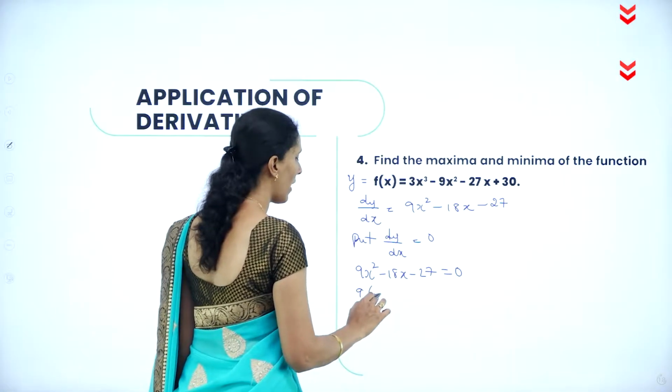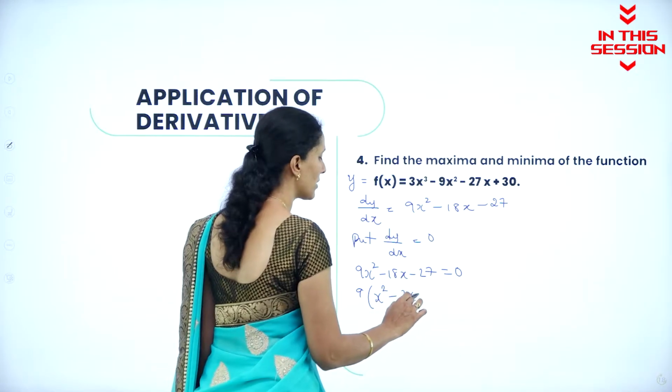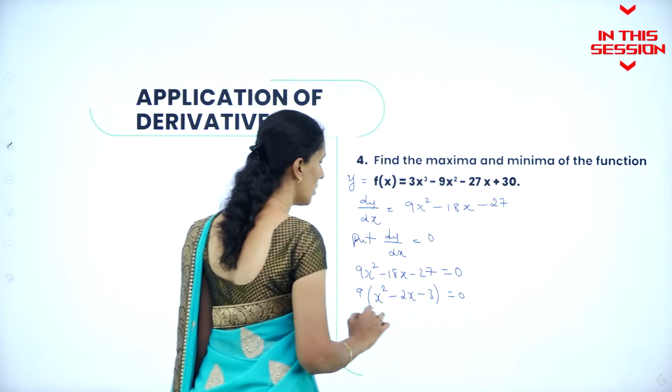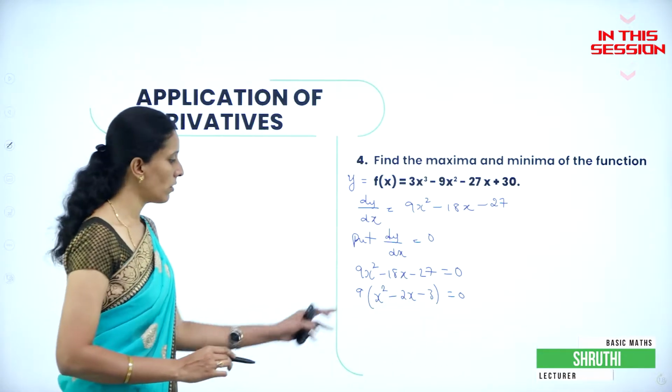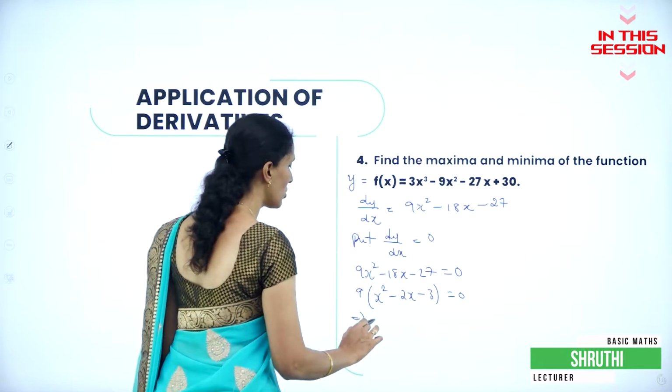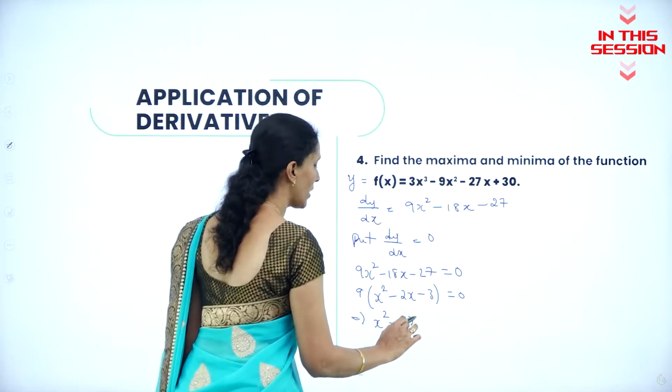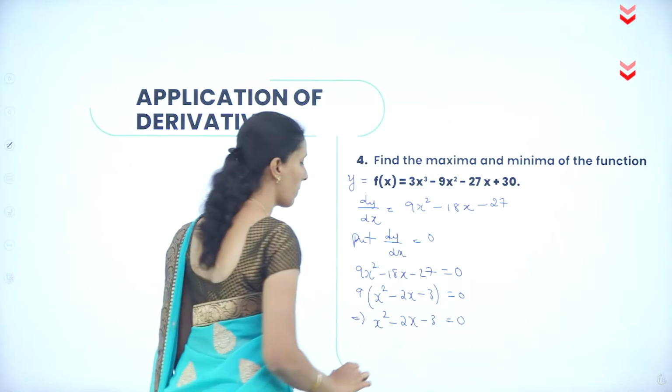Take 9 common factor, we get x square minus 2x minus 3 is equal to 0. So 9 cannot be equal to 0. So therefore I can equate the equation x square minus 2x minus 3 is equal to 0.